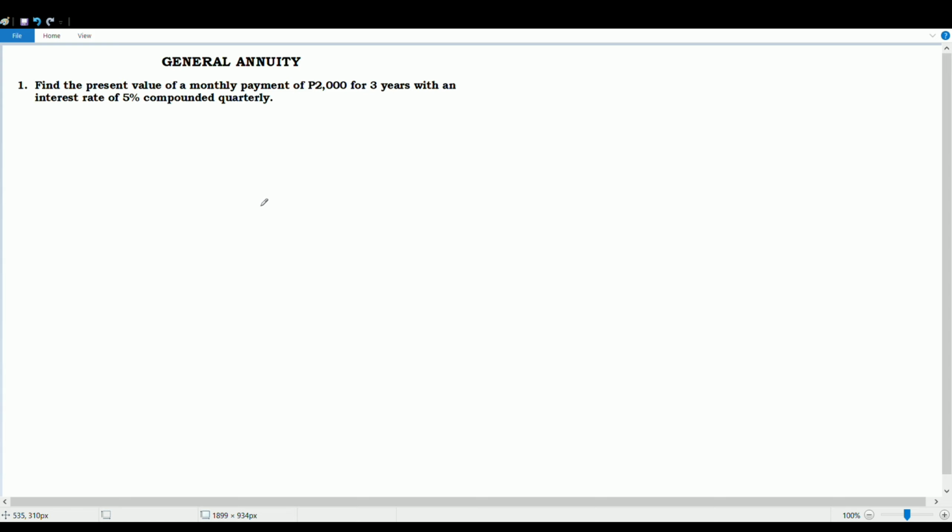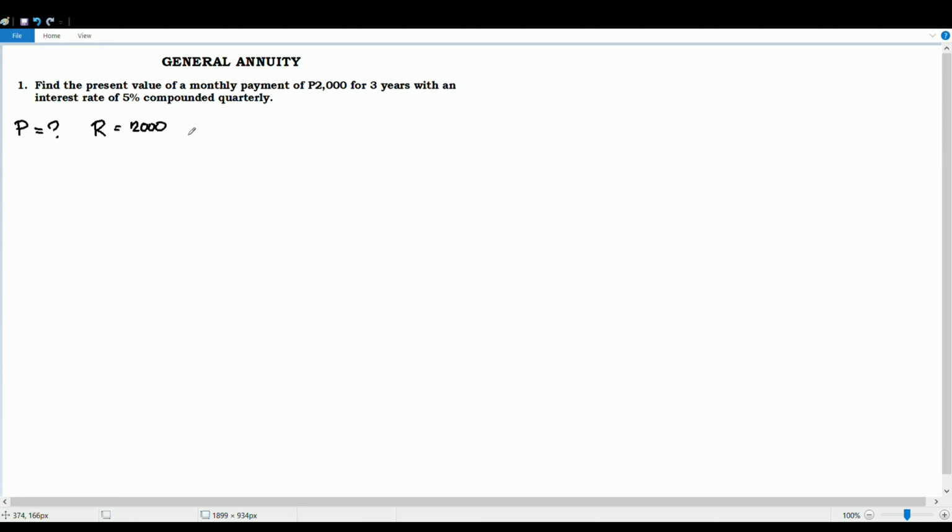Example number 1. Find the present value of a monthly payment of 2,000 pesos for 3 years with an interest rate of 5% compounded quarterly. We are looking for the present value when there is a monthly payment of 2,000 pesos. So we have the regular payment is equal to 2,000 pesos.